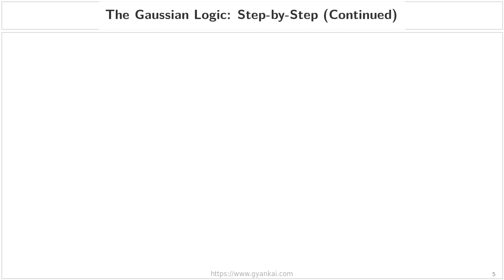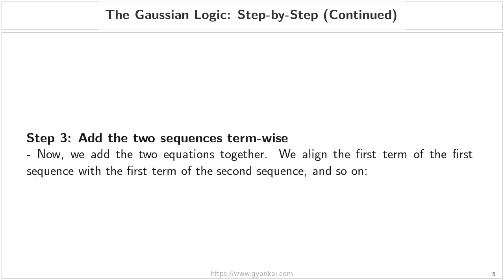The Gaussian logic, step by step, continued. Now that we have our original sequence and our reverse sequence written down, we move on to step 3, which is to add these two sequences termwise. To find the magic pattern, we are going to add these two equations together vertically. We align the first term of the first sequence with the first term of the second sequence, the second term with the second, and so on.